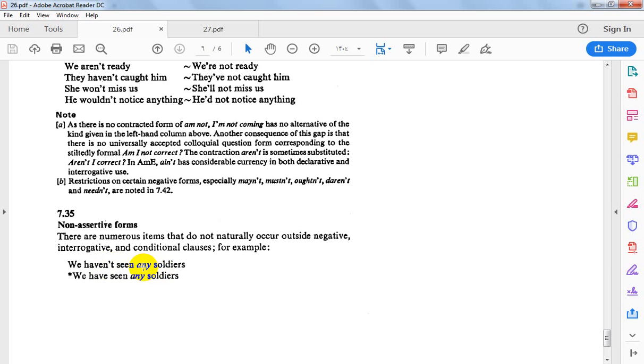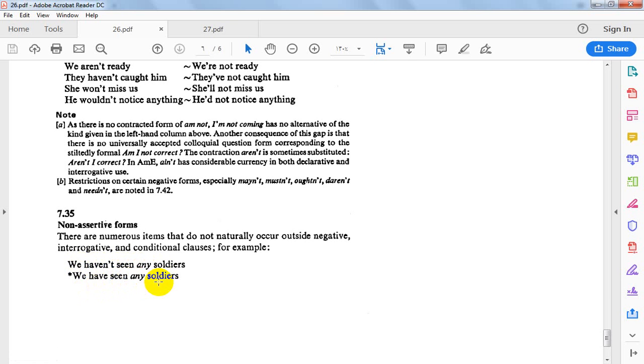That's why you should choose the non-assertive form. We have seen any soldier. Why is this sentence ungrammatical? Because there is no negation form. هذا positive sentence. ليش بدنا نستخدم any? Okay? نريد نصححها يا أما نقول we haven't seen any soldiers or we have seen some soldiers.